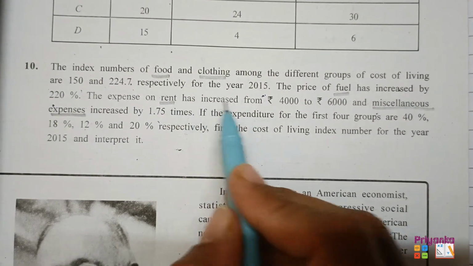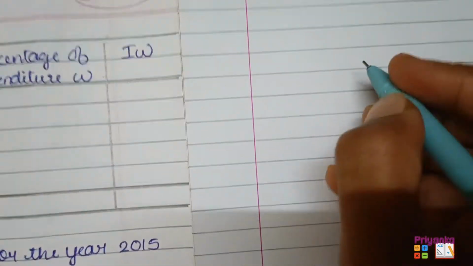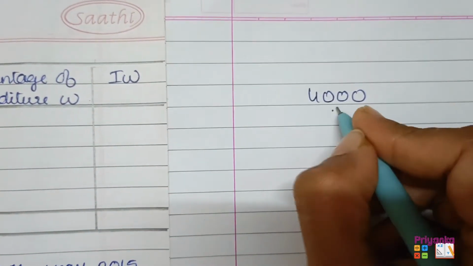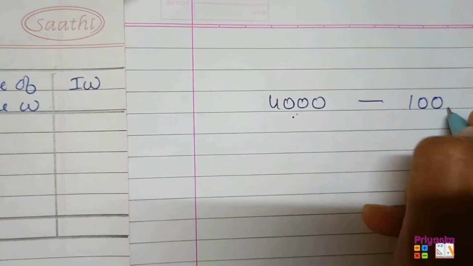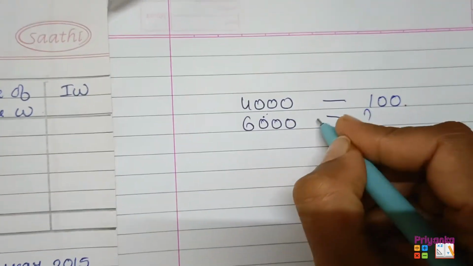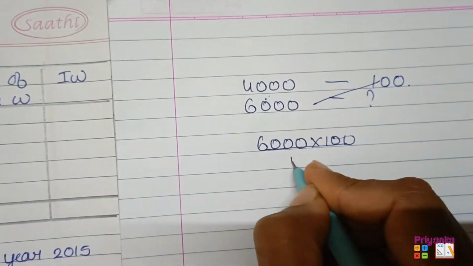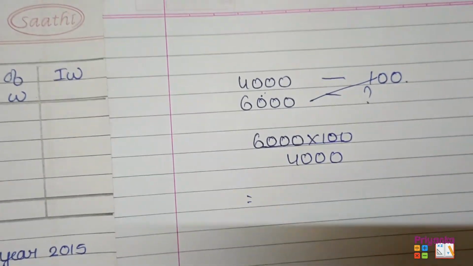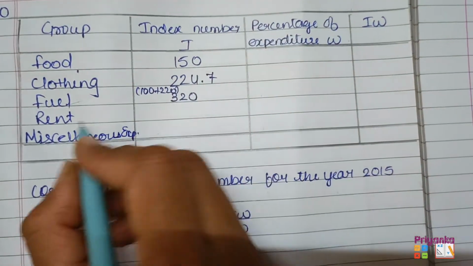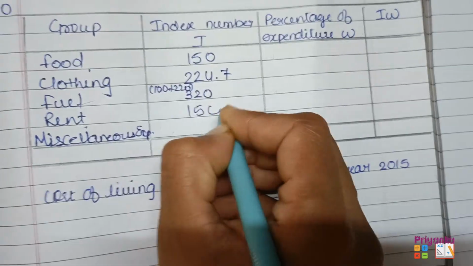Next, the expenses on rent has increased from 4,000 to 6,000. So let's see. 4,000 was the price of rent. Take it as 100%. If it has been increased to 6,000, how many percent? Make a cross multiplication. 6,000 multiplied by 100 divided by 4,000 and you will get 150. So this will be the index number for the rent, that is 150.